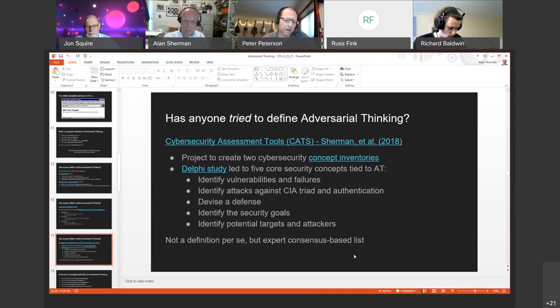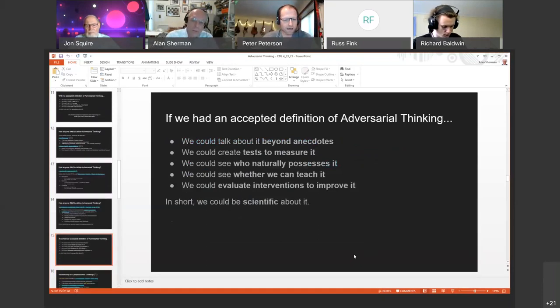And to me, when I look at this list, and I think about adversarial thinking as a broader concept, what I see is a number of these are really talking about seeing possibilities again. You know, see vulnerabilities in a system or ways that things could fail. See attacks that could happen. See ways to create a defense. See what the goals are and so on. And that's pretty much it. Next slide, please. So once again, there isn't a widely accepted definition, and there aren't really that many people who have set about trying to say this is what I think adversarial thinking is. And again, if we had such a definition, we could do science with it. Next slide, please.